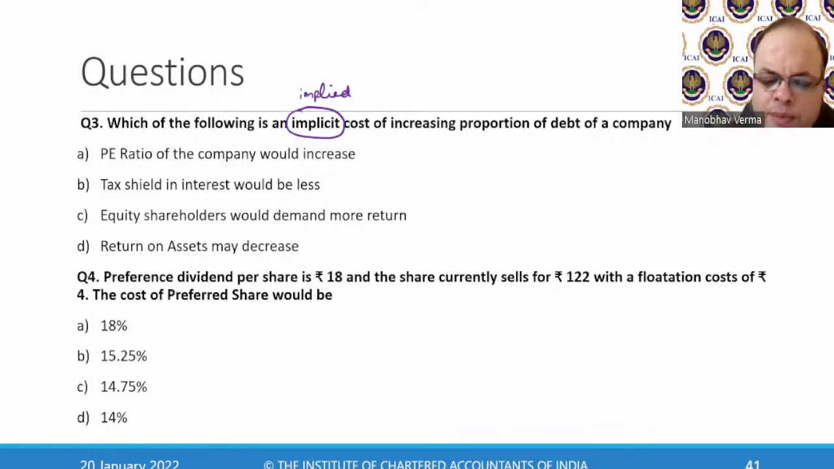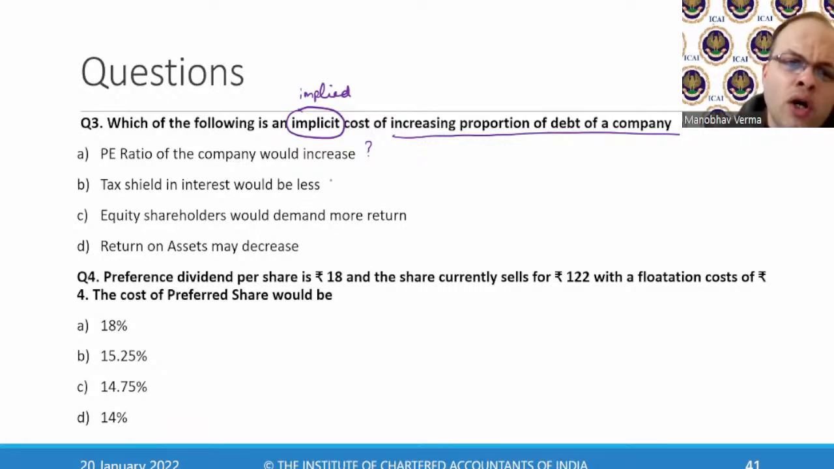Okay, so I think I'm getting mixed responses. I've got 3 different answers: A, B, and C, from Khushi, Jyot, and Vrinda. A: PE ratio of a company would increase. Yes, PE is price earning ratio, right? Market price upon EPS. How would you conclude just by looking at increasing proportion of debt of a company, anything on the PE ratio? I don't think we have enough information for answer option A.